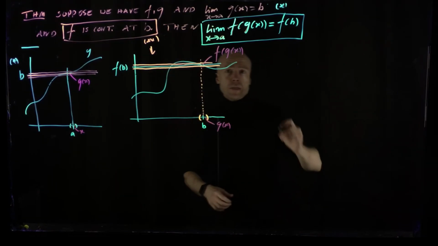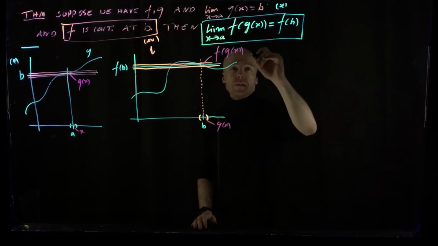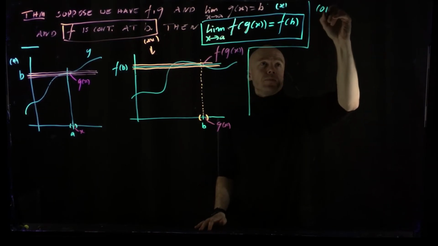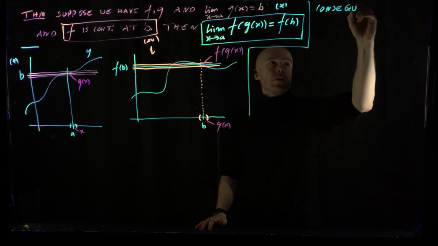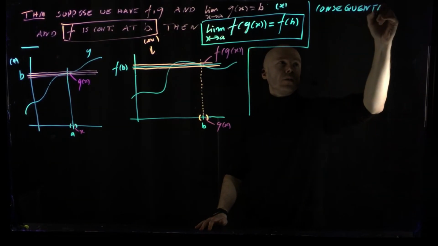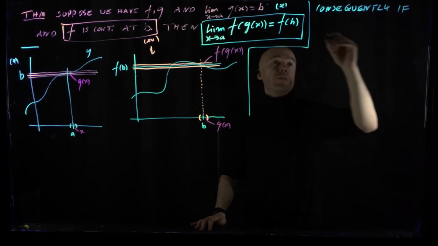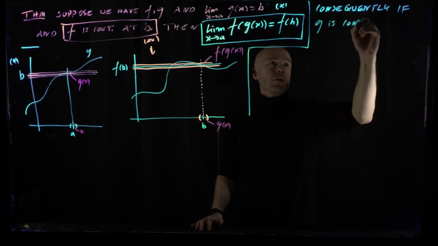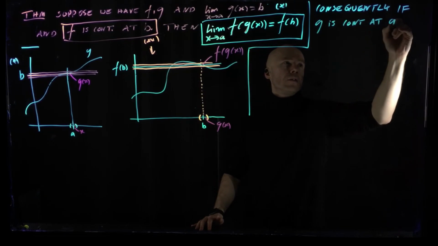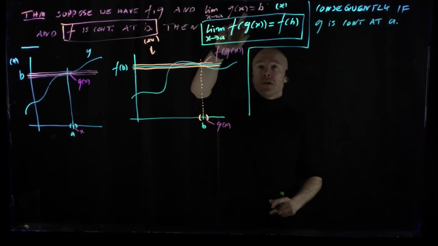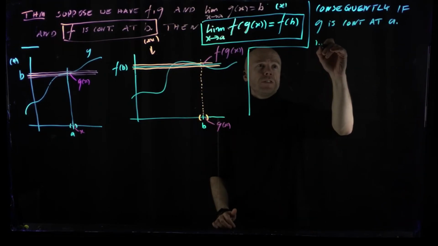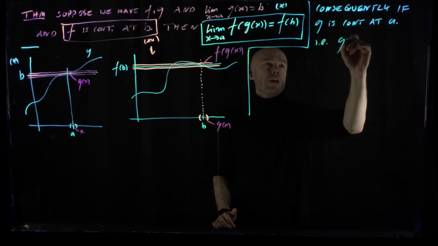Okay, so this has a nice consequence. Consequently, if g is continuous at a, then that's stronger than the limit existing and equaling b. It actually means that b is just equal to g of a.